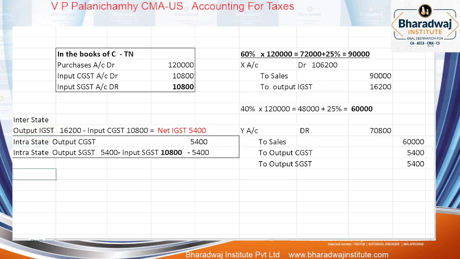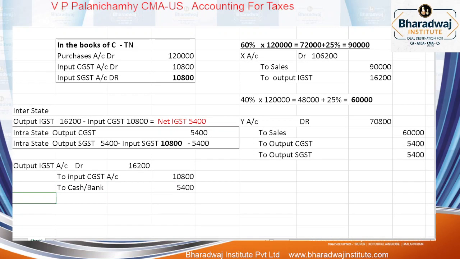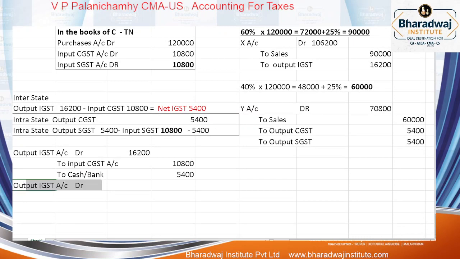The journal entry will be like this: output IGST account debit. How much output IGST? 16,200, to input CGST account 10,800, to cash or bank the net can be paid. Then output CGST account debit 5,400. Output SGST account debit 5,400, to input SGST account.